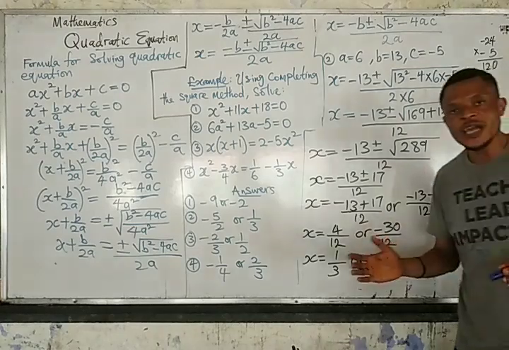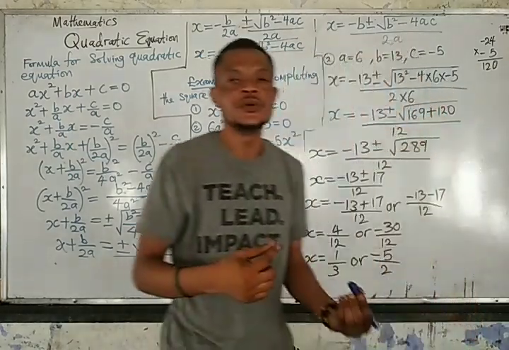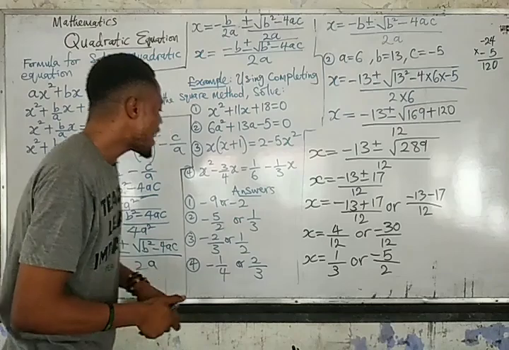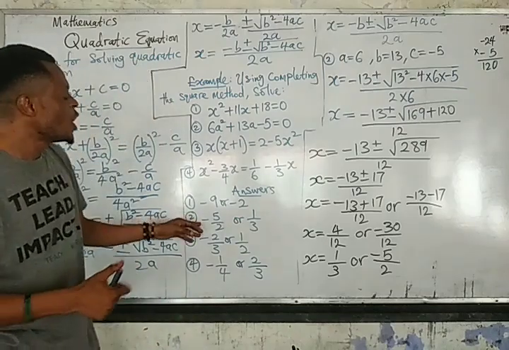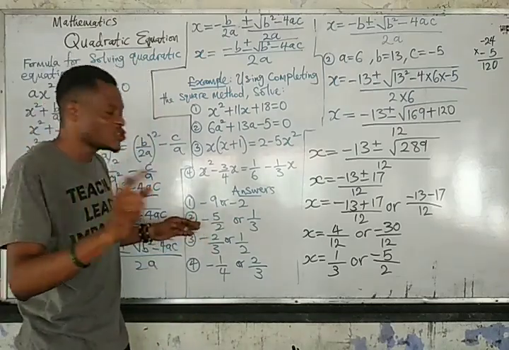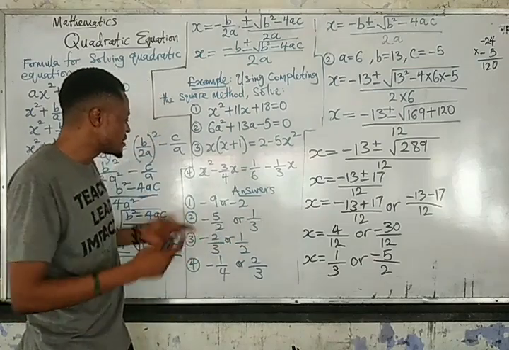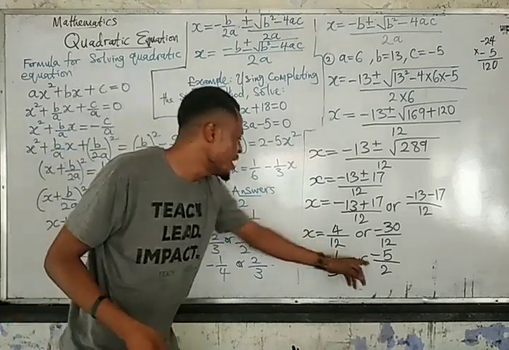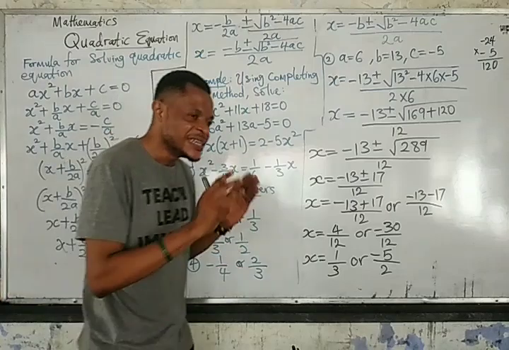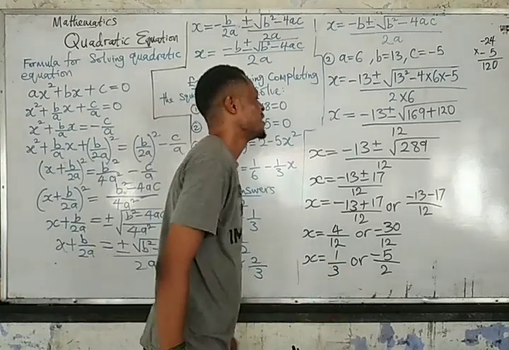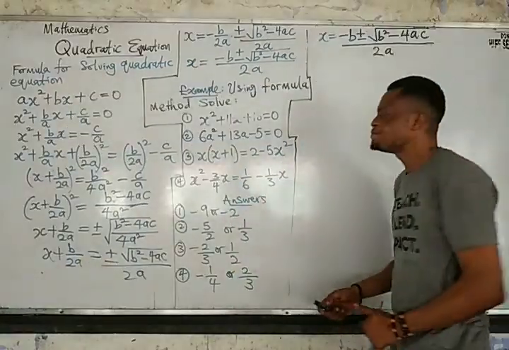So if you have been following this class from the previous level, which is the intermediate level, I told you that our answers, when we use the factorization method, were given here. So let's verify if they are the same. Minus 5 over 2 here, and 1 over 3. Easy. So to question number 4.